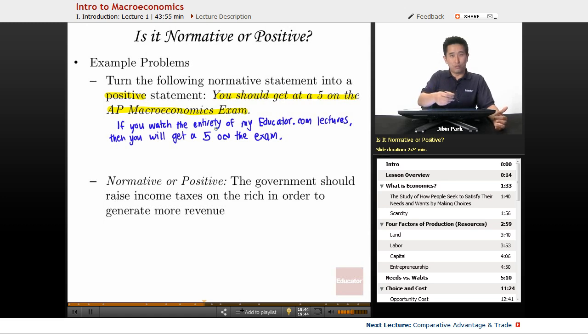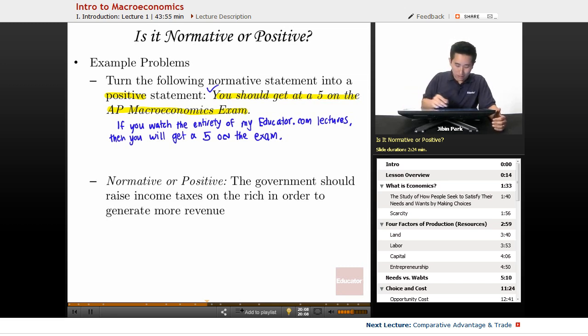Is it phrased in a normative way or is it phrased in a positive way? And hopefully you can identify the difference between these two statements, where you should get a 5 on the AP Macro exam, or if you watch the entirety of my Educator.com lectures, then you will get a 5 on the exam. Again, very similar sounding topic, but one is stated normatively and one is stated positively here.